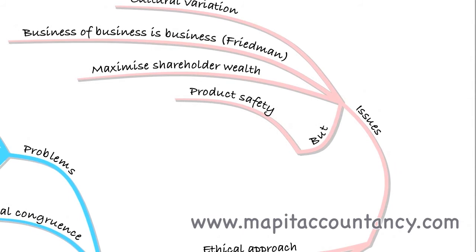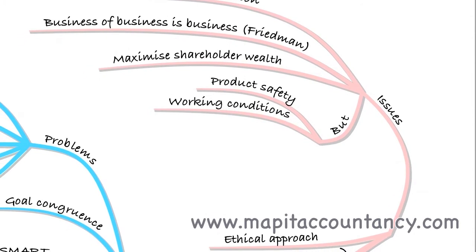For example, product safety. Keeping products safe may cost money. That may reduce shareholder wealth, but it's the right thing to do. It fits in with corporate social responsibility. Also, working conditions for our employees, particularly if we're thinking about employees that are working in countries that don't have proper legislation to require working conditions to be satisfactory. Well, should we spend extra money over and above the legal requirement to make those working conditions come up to scratch? Well, that doesn't fit in with maximising shareholder wealth, but under corporate social responsibility, you may decide that actually, yes, we should be doing that.